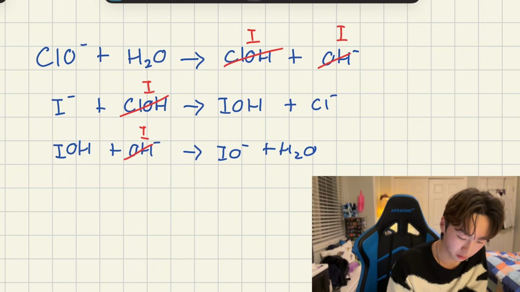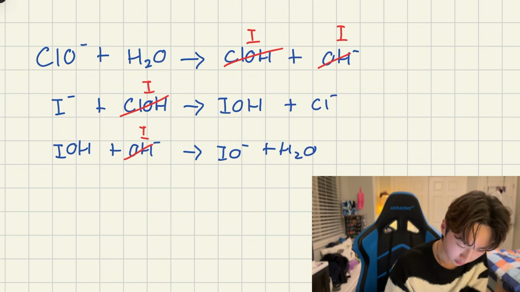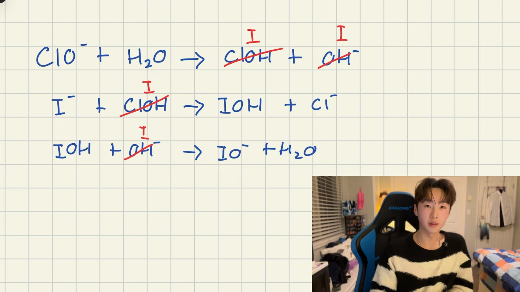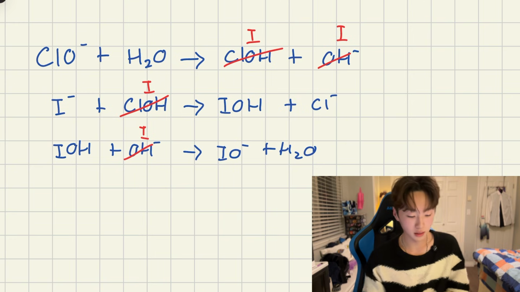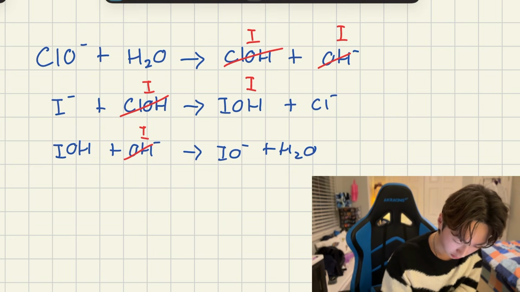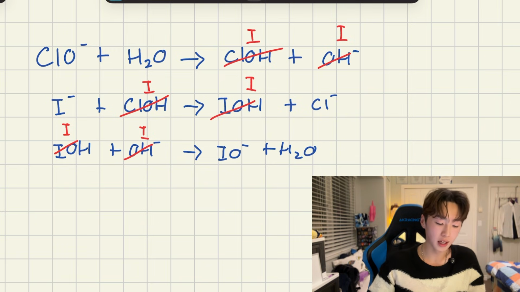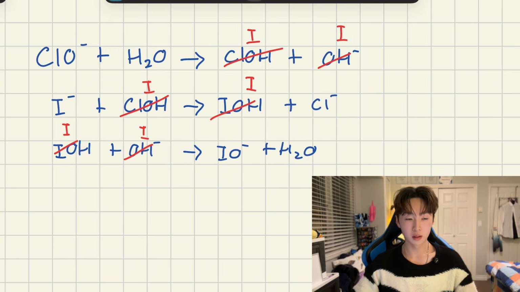And finally we have our IOH here and here. It's being created in the second step and then immediately used up in the third step. So that's our intermediate. Now looking at this, we canceled out all the intermediates. So what we're left with are reactants, products, and catalysts.